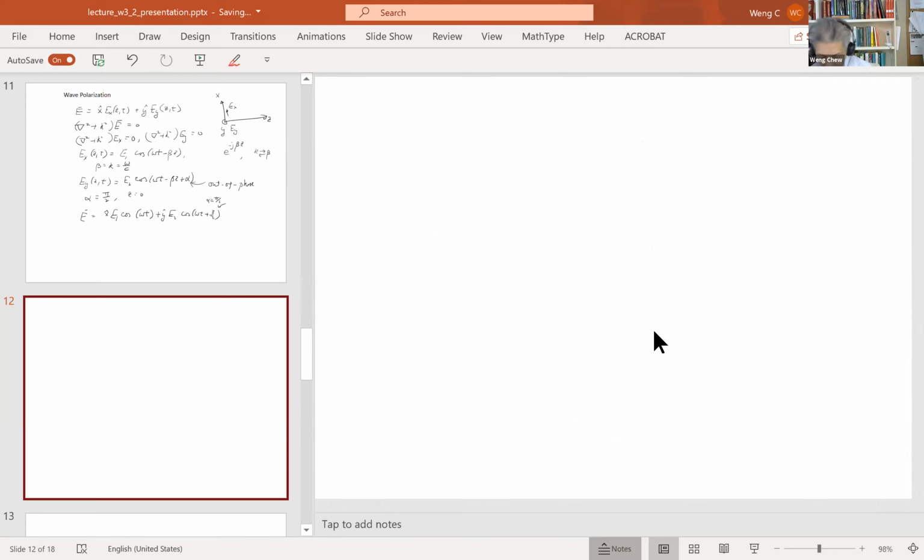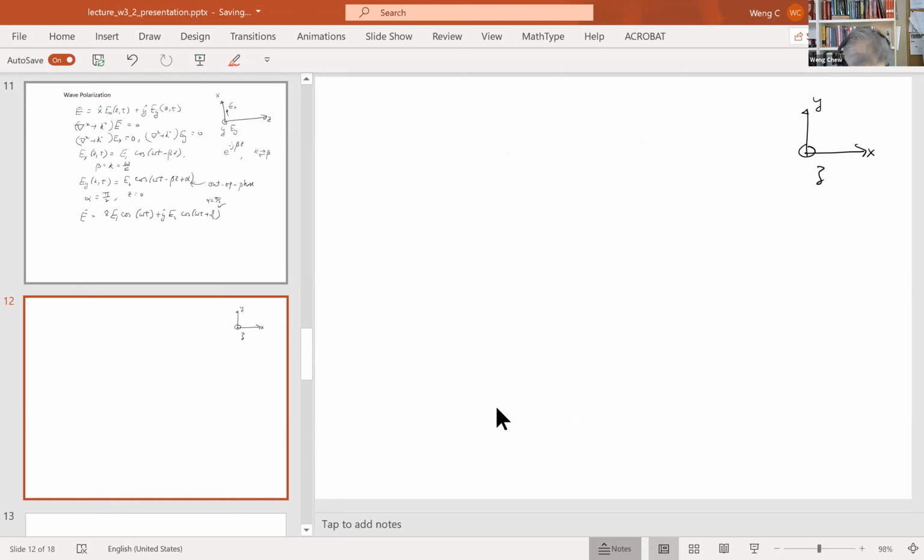Any questions so far? If not, then let's look at this wave now. Let's look at this wave such that both of them are propagating in the z direction, and x and y is that way, okay? And then z is coming out of the paper, okay? And we have two components, we have Ex and Ey.